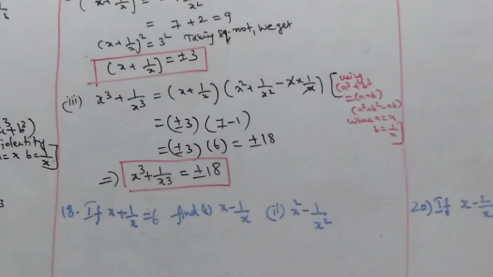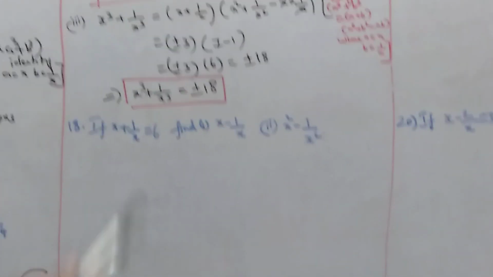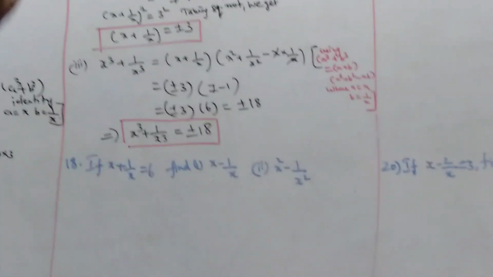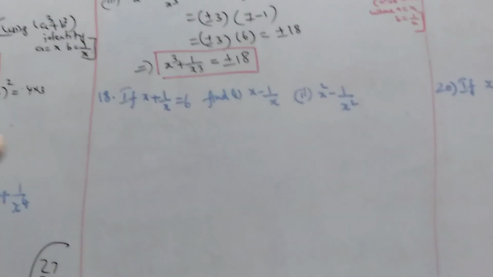Next, if x plus 1 by x equal to 6, we are supposed to find x minus 1 by x, also x square minus 1 by x square. The same concept is going on repeated. So no problem, let us go.